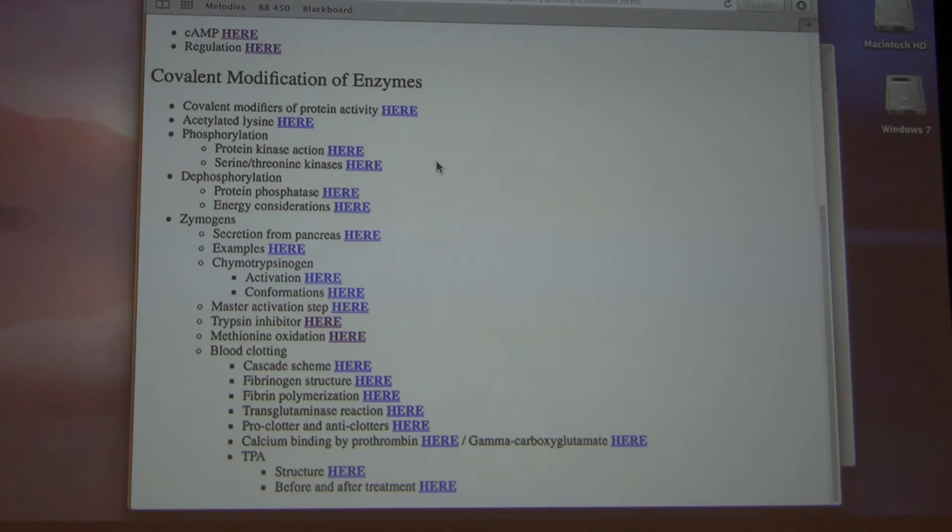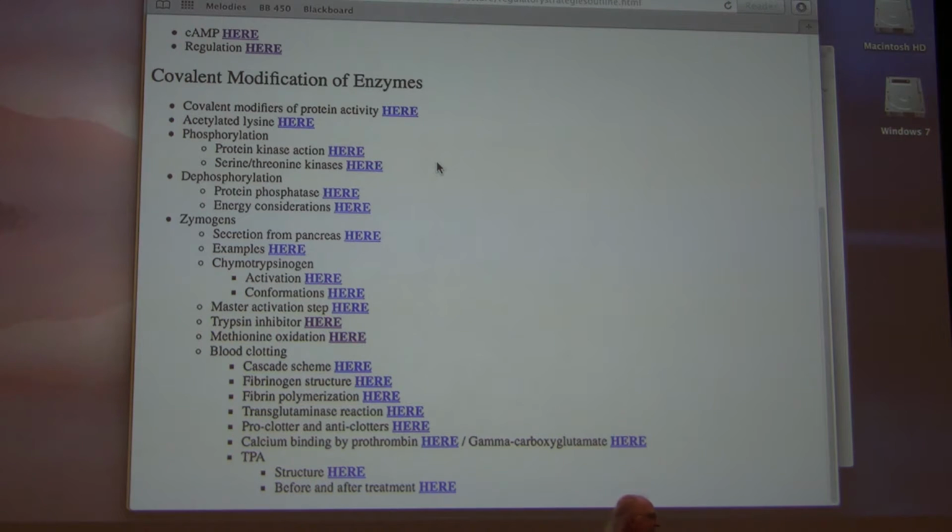Last time I got talking about different mechanisms of regulating enzymes, and we talked about allosteric mechanisms, which are when a small molecule binds to an enzyme and affects its activity. That can be either a positive or negative effect. I also started to talk a little bit about covalent modification, and I gave you an example of an enzyme that participates in covalent modification. That enzyme was protein kinase A.